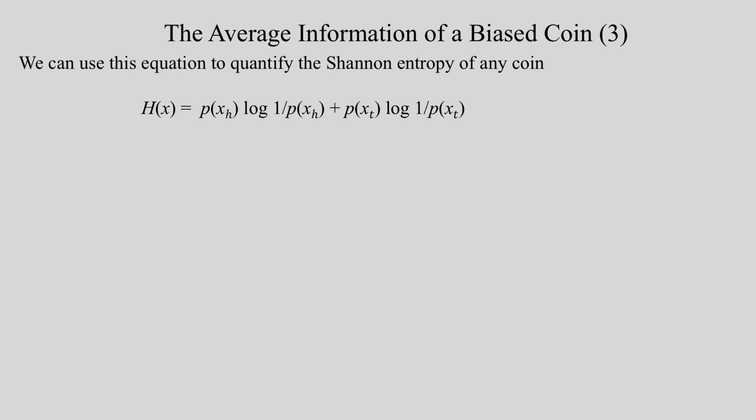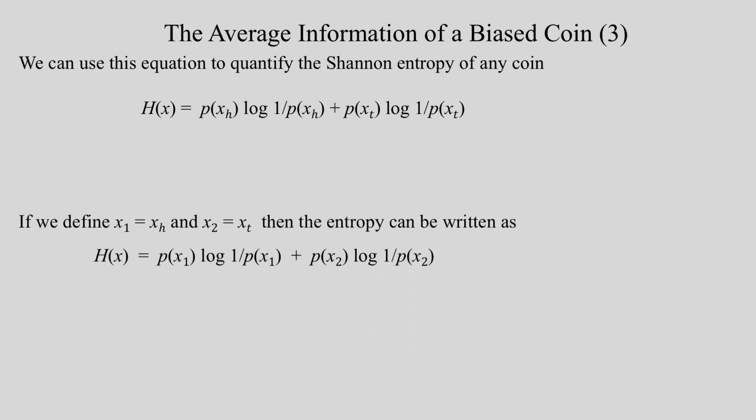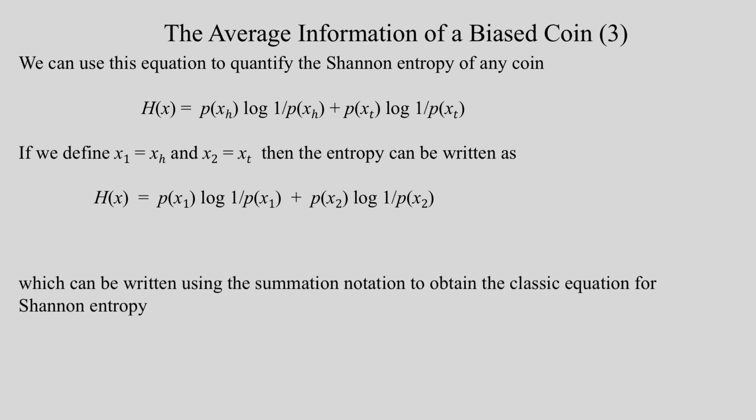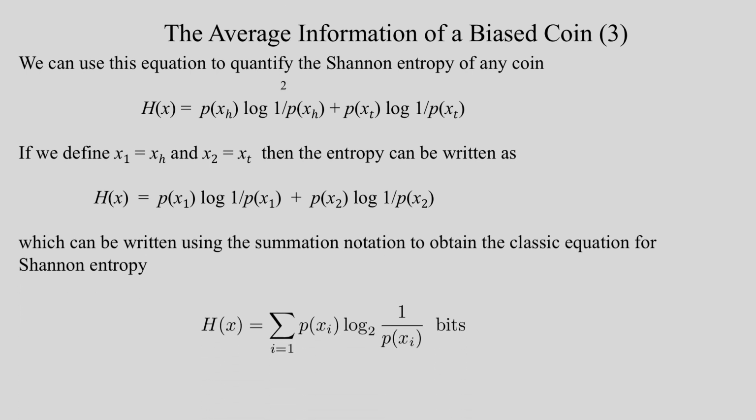We can express this equation in the classic form derived by Shannon as follows. If we define x1 as xh and x2 as xt, then the entropy can be written like this, which can be written using the summation notation to obtain this classic equation for Shannon entropy.